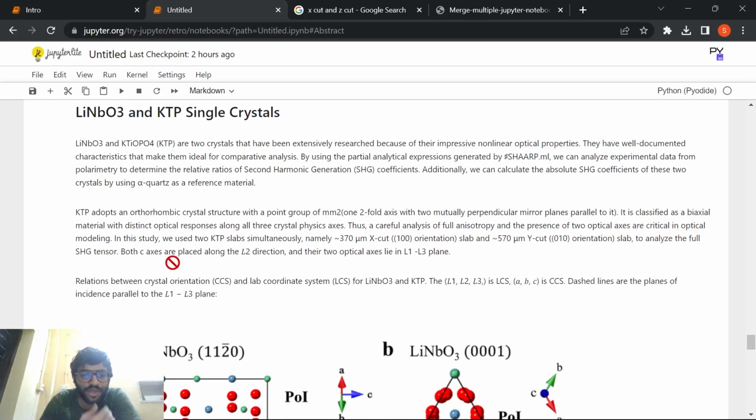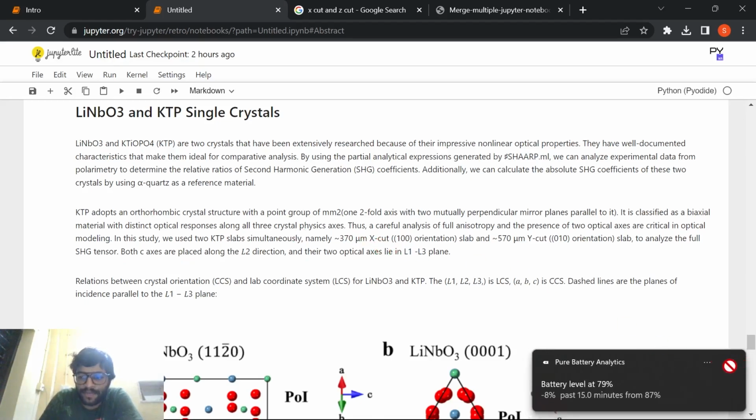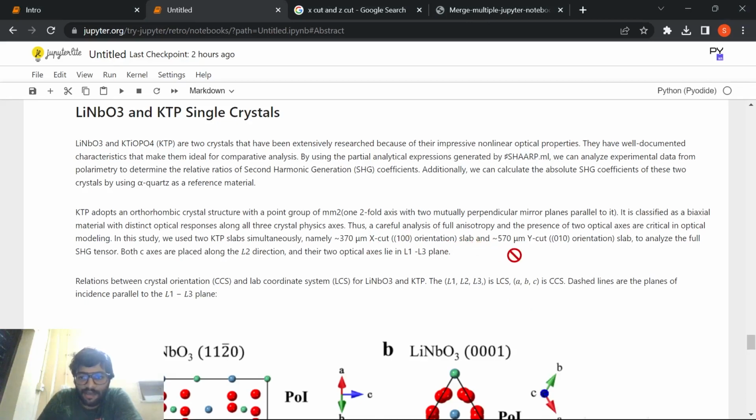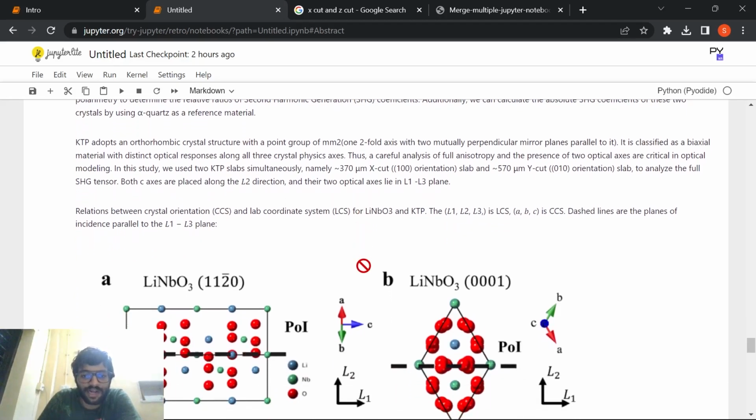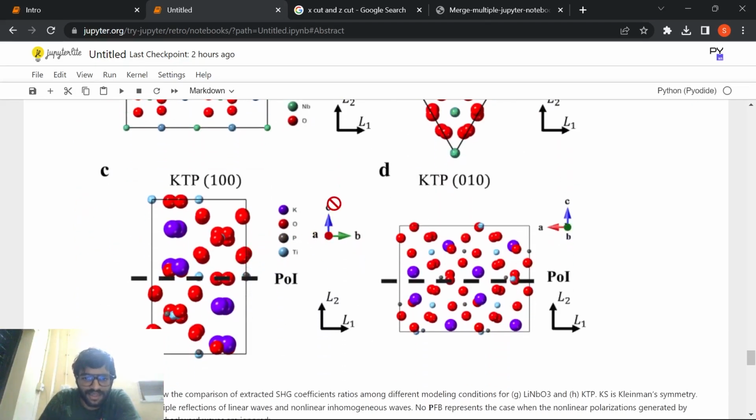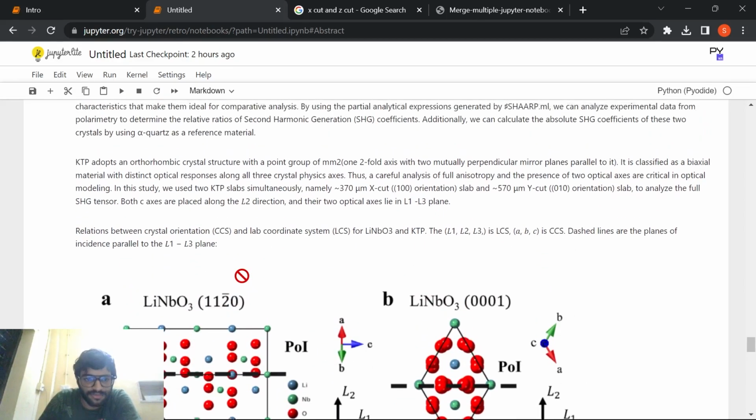In this study, we used two KTP slabs simultaneously, namely a 370 micrometer X-cut 100 orientation slab and a 570 micrometer Z-cut 010 orientation slab to analyze the full SHG tensor. Both C axes are placed along the L2 direction and the optical axis lies in the L1 L3 plane. We can see that the C axis is along the L2 direction for KTP, X-cut and Z-cut. POI is the plane of incidence and L1 L3 is the optical axis.